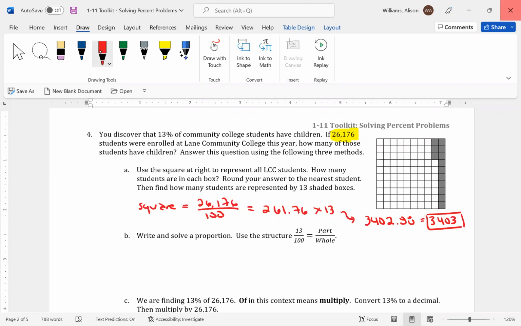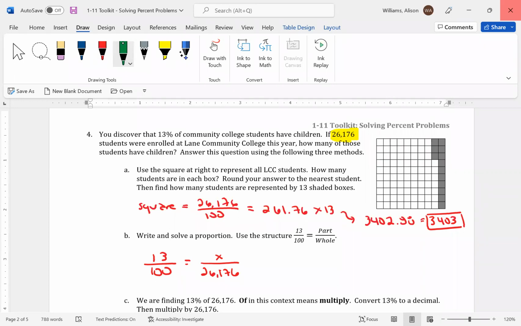Okay, so there is another way to do it, and that's using proportions. That's working with the fraction version of the percent. And as you can see, we're thinking of it as setting it up as a part to a whole. So in this particular problem, what we're given is the whole student population, so that would be 26,176 in the denominator, and we don't know the part. So I'm going to go ahead and call that X. And now we have a proportion, which we worked with in last week's homework.